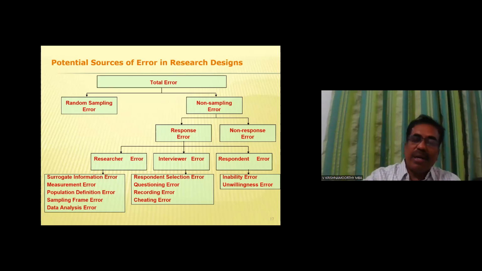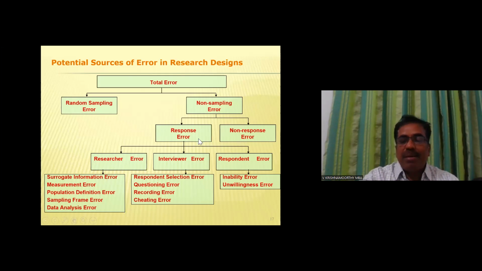Total error, then random sampling error, then non-sampling error. Response error. Response means what? For example, when you select wrong respondents, then the response error will come. This response error can be classified into three types: researcher error, interviewer error, and respondent's error. What is researcher error?